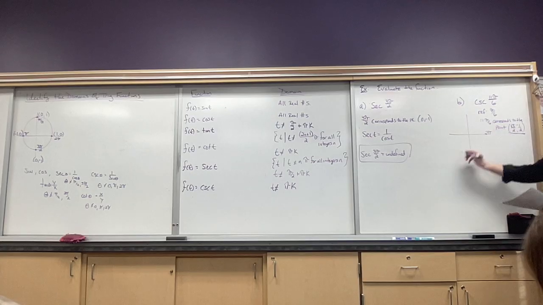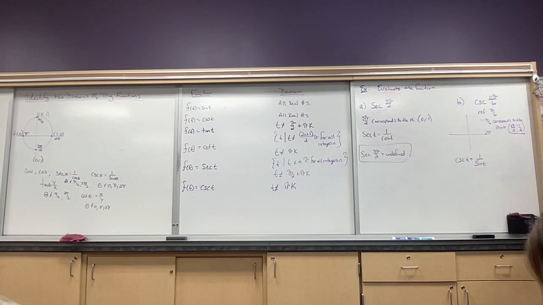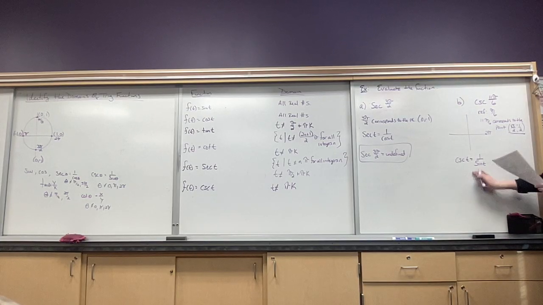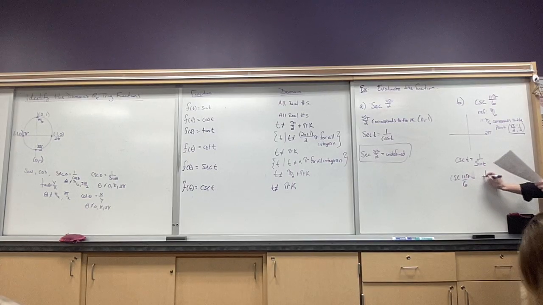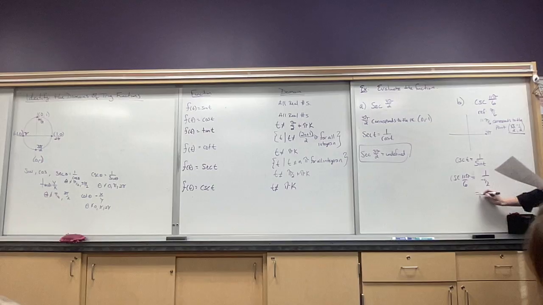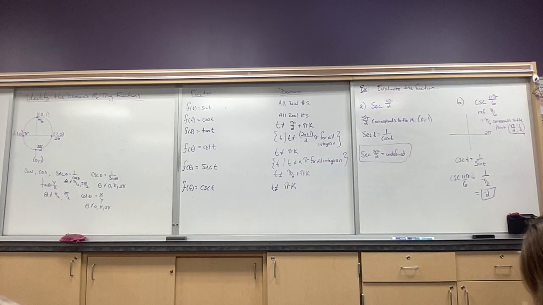Now, cosecant is the same thing as 1 over sine. Sine's with the y-coordinate, so it's going to be this guy, negative a half. So cosecant of 11 pi over 6 is equal to 1 over negative a half, which is just negative 2.